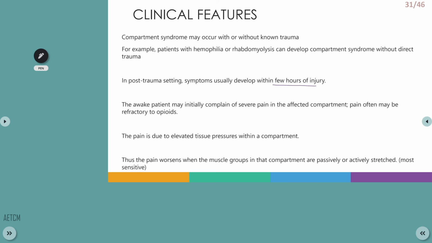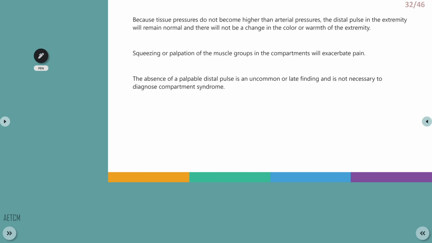The classic symptom is pain which is out of proportion to the analgesic given, and pain on passive stretching. On examination, if we palpate the muscle groups or press onto the muscle, there will be exacerbation of the pain.